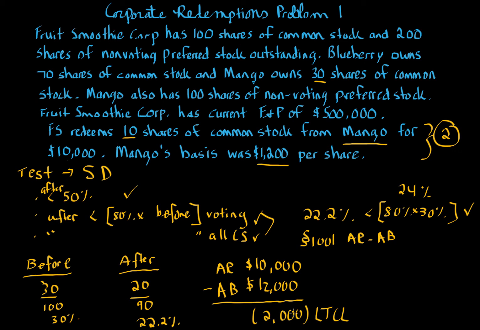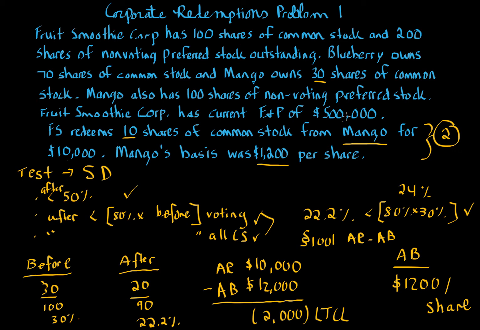So the $2,000 loss is a long-term capital loss to Mango. The last thing to determine is the adjusted basis of the 20 remaining shares, which stays at $1,200 per share. Okay? So when you have a Section 301 distribution, the basis gets reallocated. When you have a sale or exchange, it stays the same for the remaining shares. Okay? And we have a sale or exchange here.